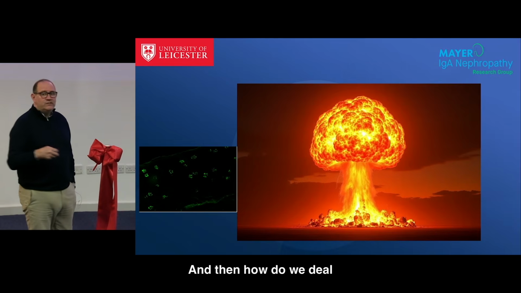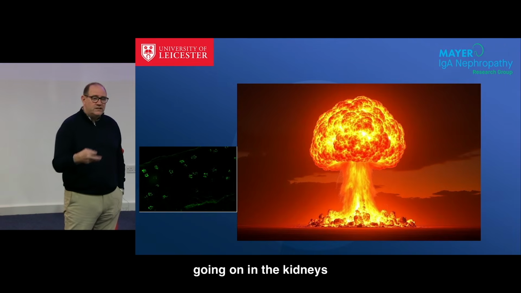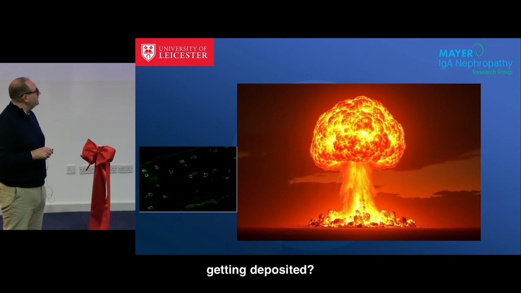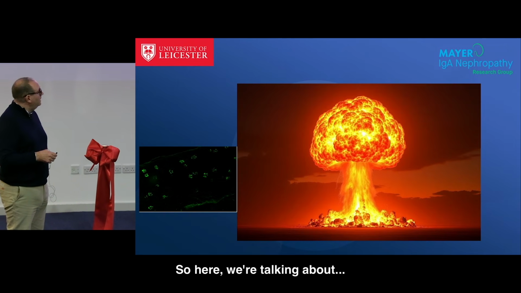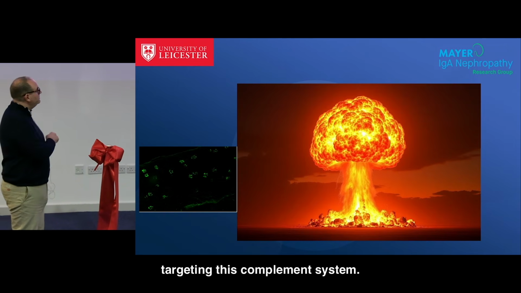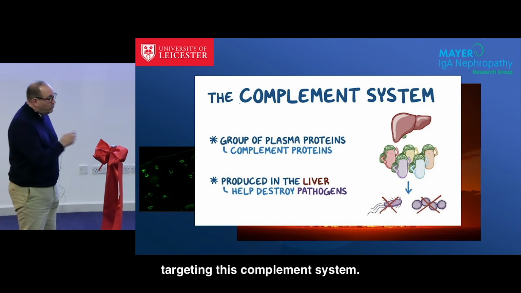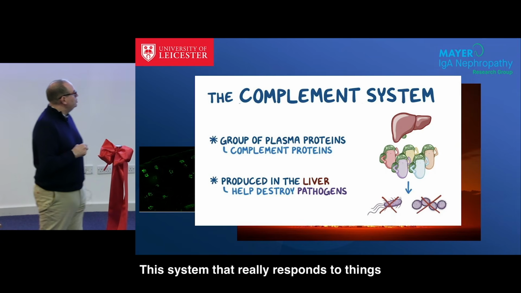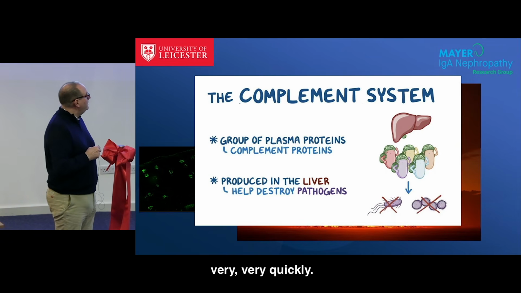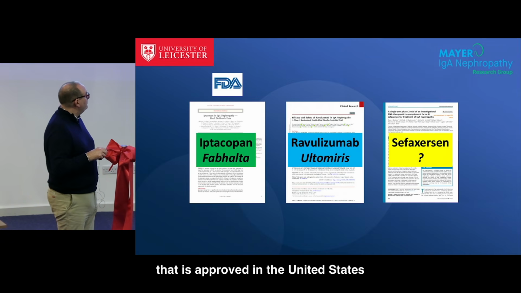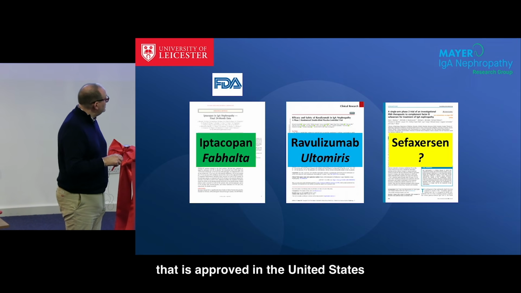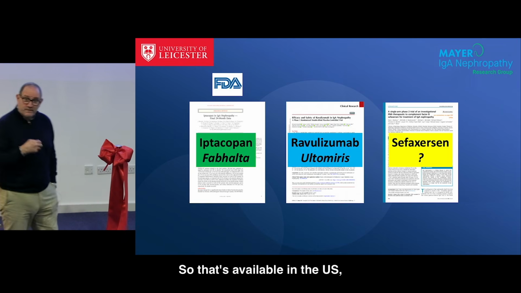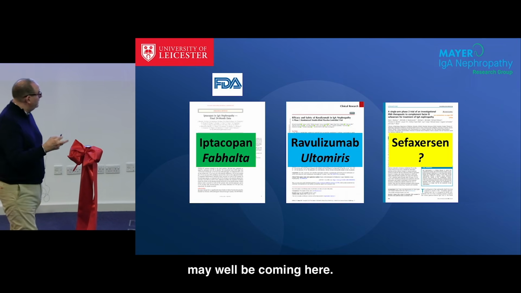And then how do we deal with that inflammation going on in the kidneys that occurs in response to those IgA molecules getting deposited? So here we're talking about targeting this complement system, this system that really responds to things very, very quickly. And we have one drug that is approved in the United States and being used called iptacopan or Fabhalta. So that's available in the US, may well be coming here.